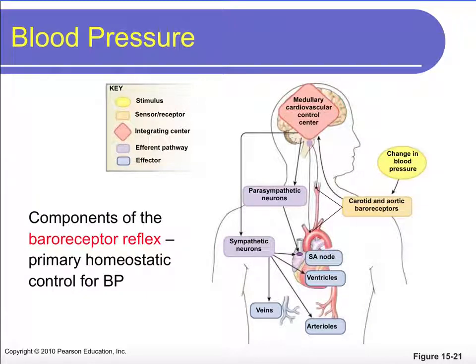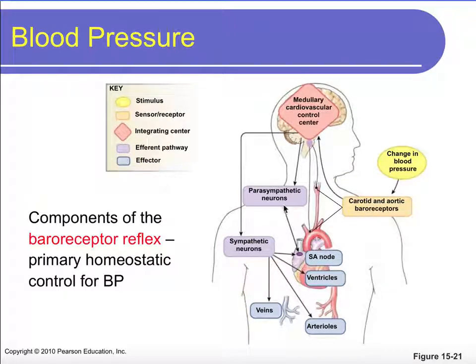Now, what if blood pressure is too high? Then we will turn on our parasympathetic output and essentially turn off the sympathetic. Now let's take a look at the parasympathetic neurons. Notice there's only one arrow coming out of here, and it only goes to the SA node. So the parasympathetic neuron will influence the SA node and tell it to beat slower. So lower heart rate means lower cardiac output and less blood pressure.